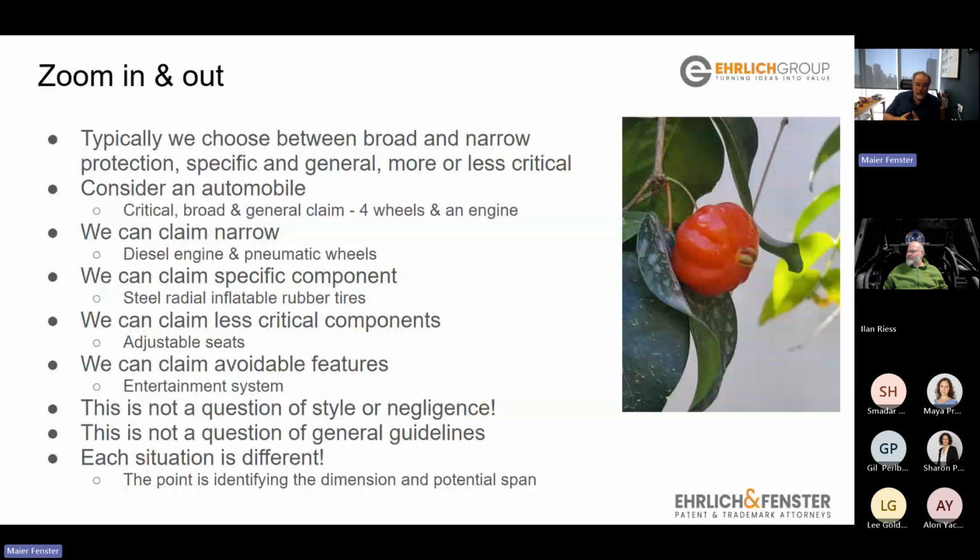Question is, now that we've defined this dimension and we understand how it goes, which IP item will have the effect that we want to have? If our goal is to compete in the market of high-end automobiles, entertainment systems are not avoidable. So we're using a patent in order to carve out our niche.